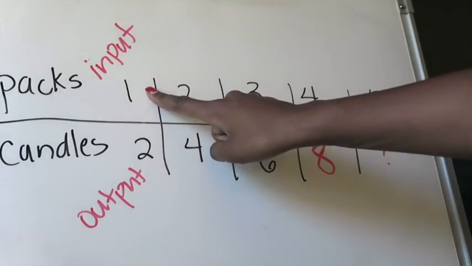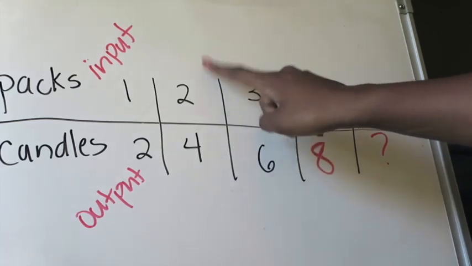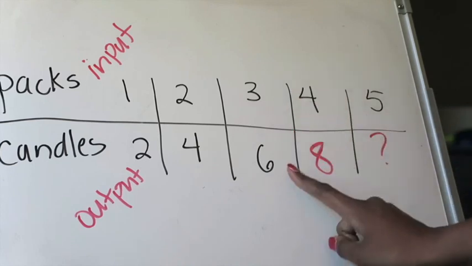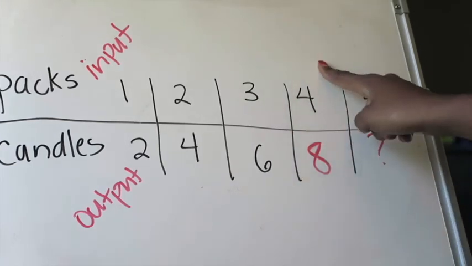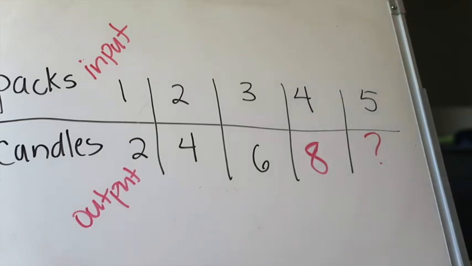So my input is 1, my output is 2. When my input is 2, my output is 4. When my input is 3, my output is 6. And when my input is 4, my output is 8. So what pattern can I see there?